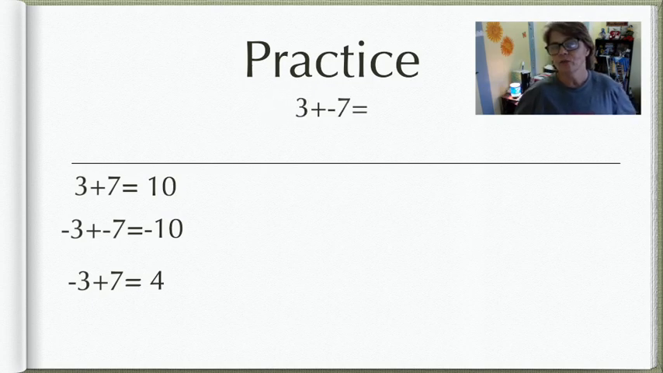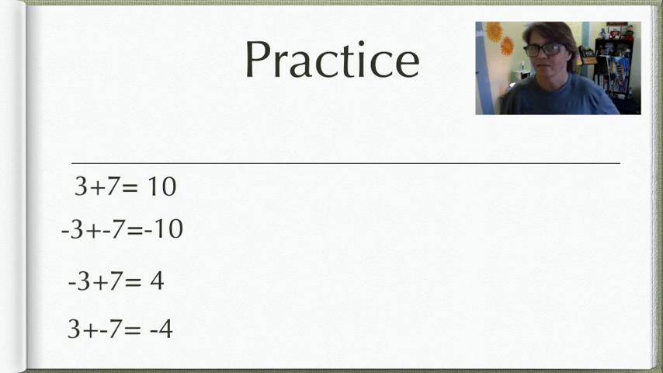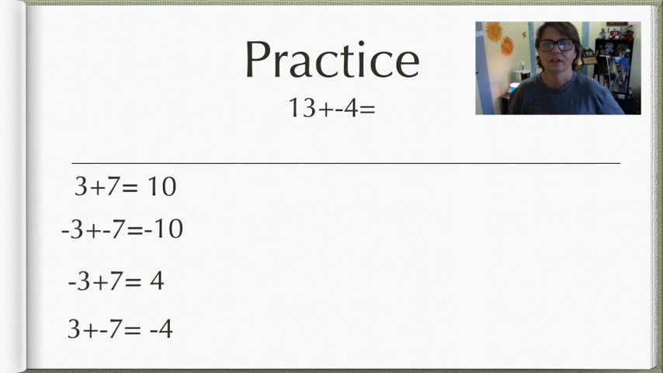What if I had 3 plus negative 7? That's different signs, so I will subtract. 7 minus 3 is still 4, but this time I have more negatives than I do positives. So my answer is negative 4. Here's a few others. See if you can get them.